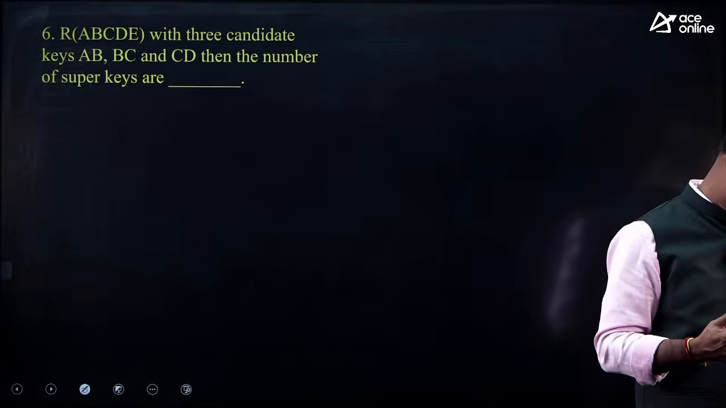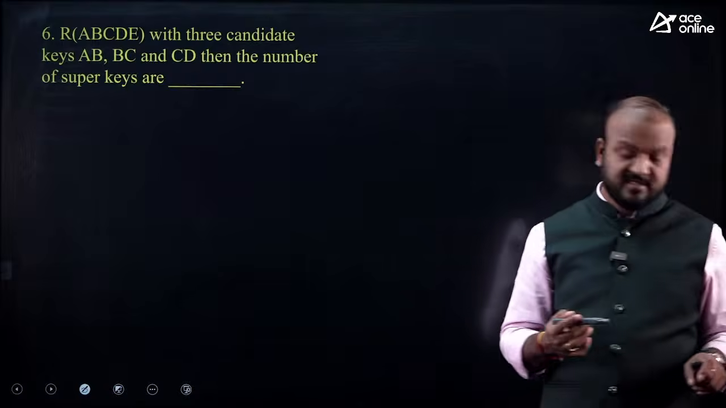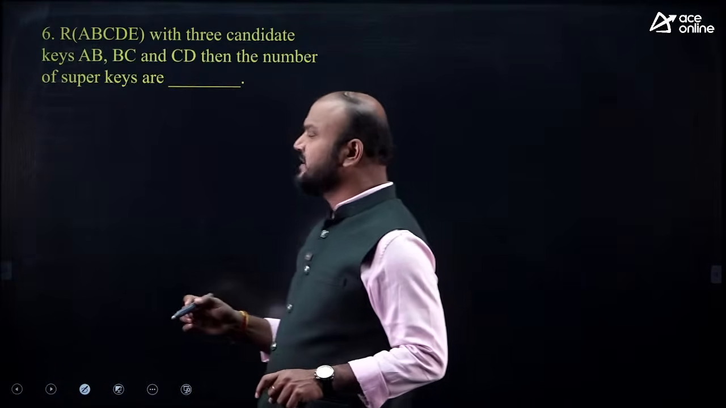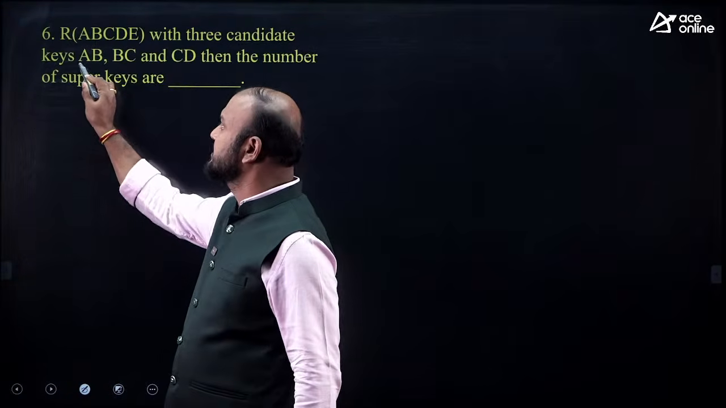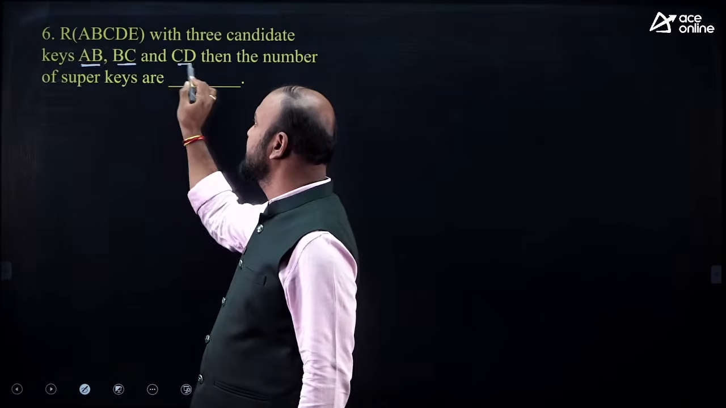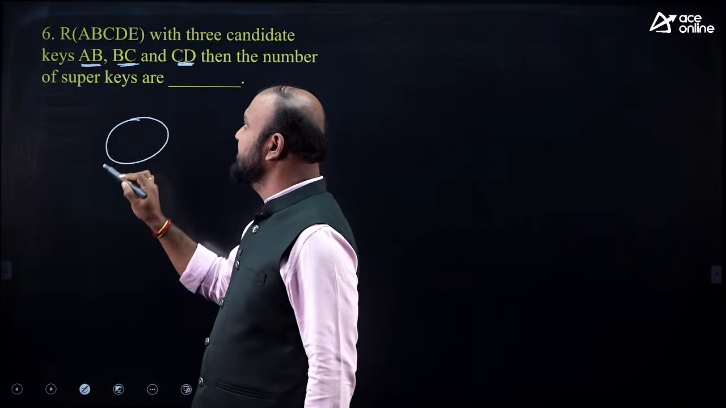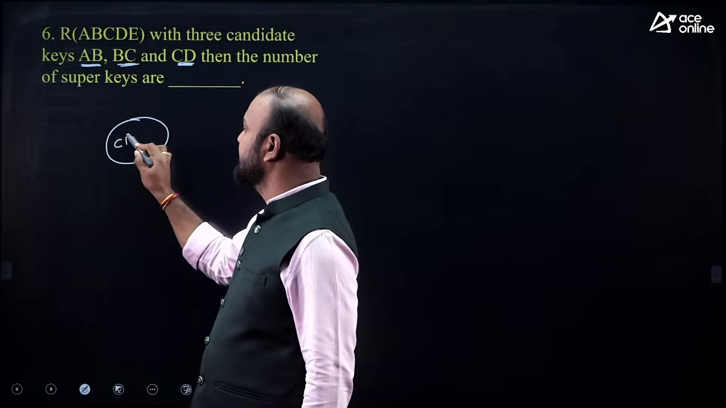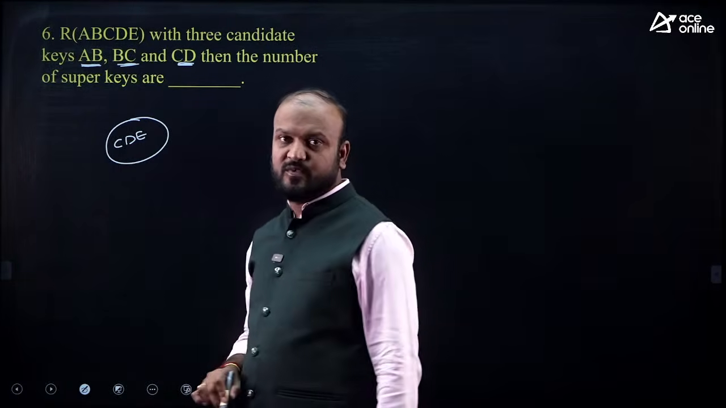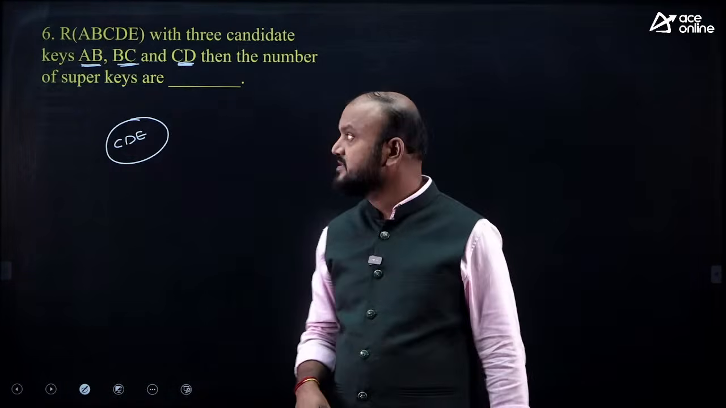Okay, good. It is 16. So how do you calculate super keys? Because 3 candidate keys are there: AB, BC, CD. If I am treating AB as a candidate key, other attributes are C, D, E. With them we have to find super keys.